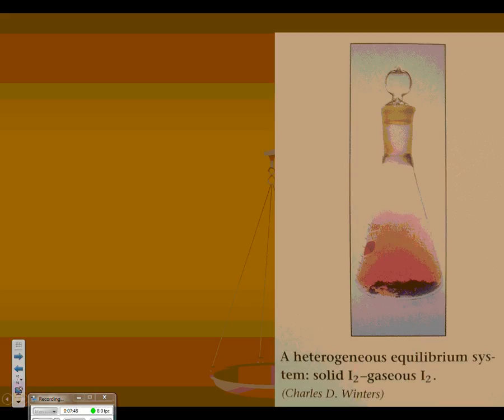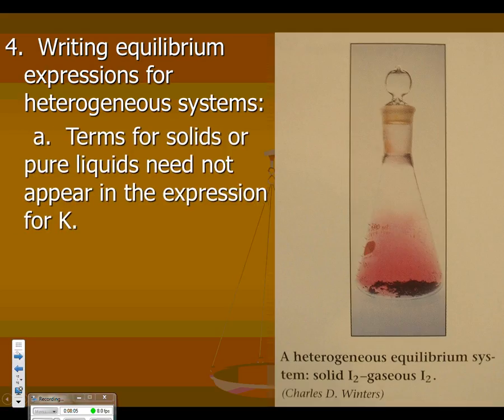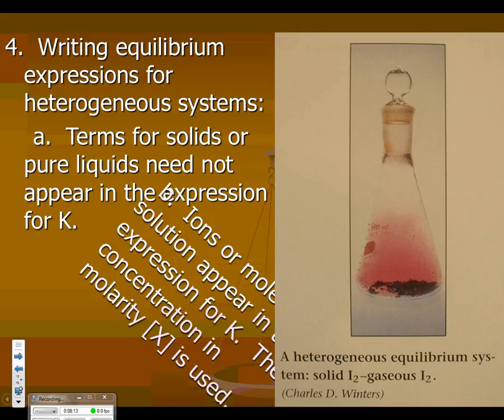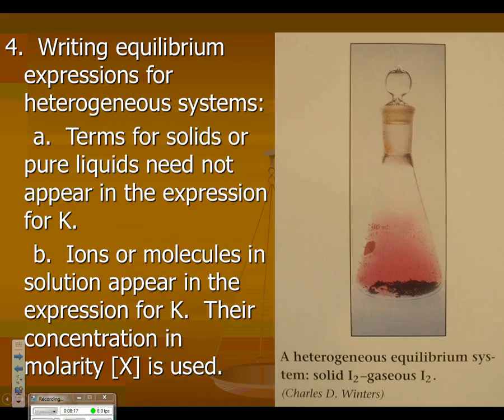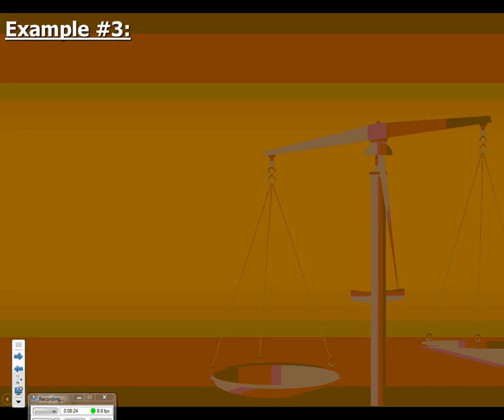Okay. So here we have, does anybody know what this is? Iodine. Okay, and iodine will sublime, go directly from a solid to a gas, and you need to know that it's a purple gas. And it will sublime at room temperature, meaning just that, going from a solid to a gas. So writing the equilibrium expression for heterogeneous mixtures, solids and liquids don't need to appear. Only ions and molecules that appear in the solution go in the expression for K. Concentration again, in brackets, means molarity, moles per liter.